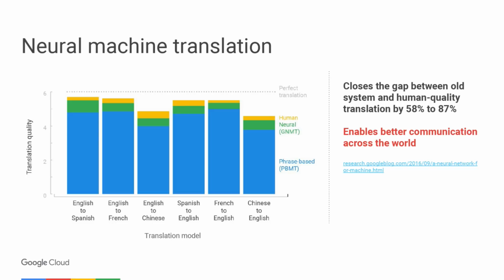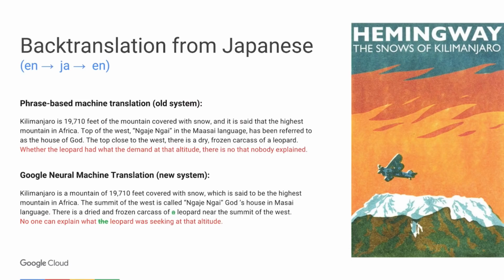In cases where enough training data is available, we're very close to human-level accuracy, and we think this will enable better communication all around the world, both in social contexts and in business contexts. Just to give you an example of translating from English to Japanese and then back to English with these systems, to give you a qualitative sense of the improvement, focus on this last sentence of both paragraphs here.